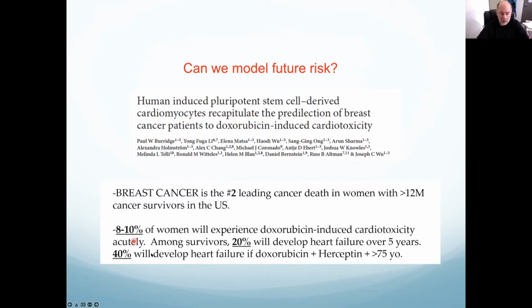8 to 10% of women treated with doxorubicin for breast cancer will show doxorubicin-induced cardiomyopathy. Among the survivors, 20% will get heart failure in the next 5 years, and that number increases if they're treated with other drugs like Herceptin, right? So it's something that we want to be able to model, and we think we can do that with our stem cell-derived cardiac myocytes too.